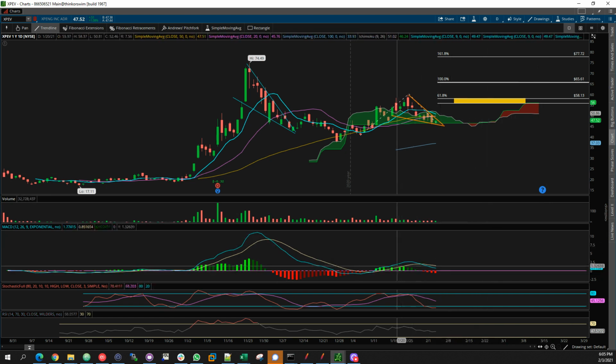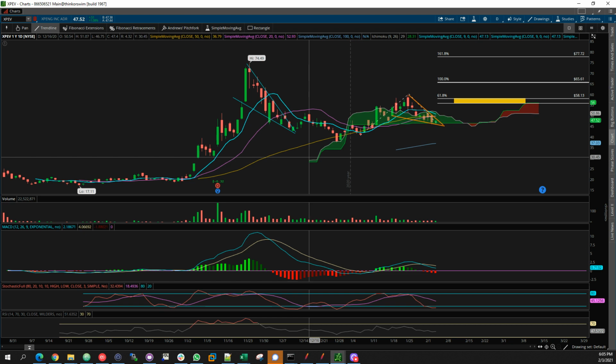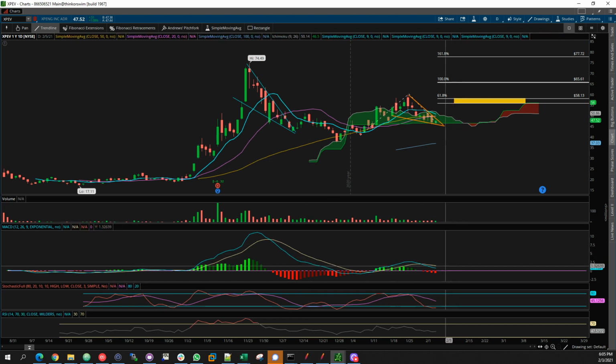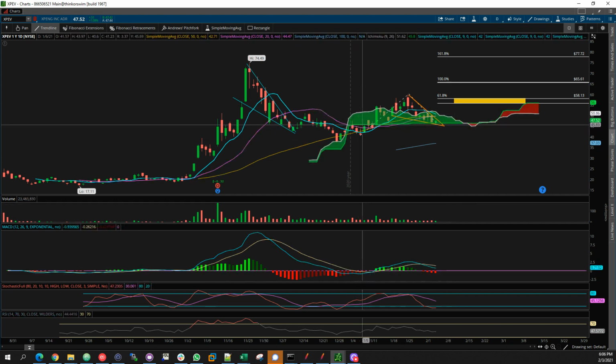I'm not too big on the Chinese names here. I'd rather buy NEO than XPEV, but it's your decision, it's your money, it's your choice. MACD is not fully ready yet, but I believe the cloud bottom is definitely a good support. It was a resistance before.